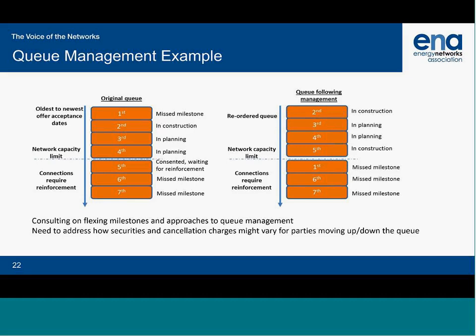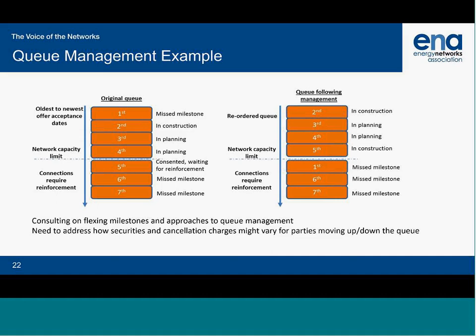So on the slide, you see a nice orderly queue forming by virtue of the receipt of acceptances and projects getting into a queue. As can be the case, there might be a physical constraint on the network in a particular location. So, for example, you've got projects 1 through 4, which are above that, and 5, 6, and 7, which might have to wait for some reinforcement.